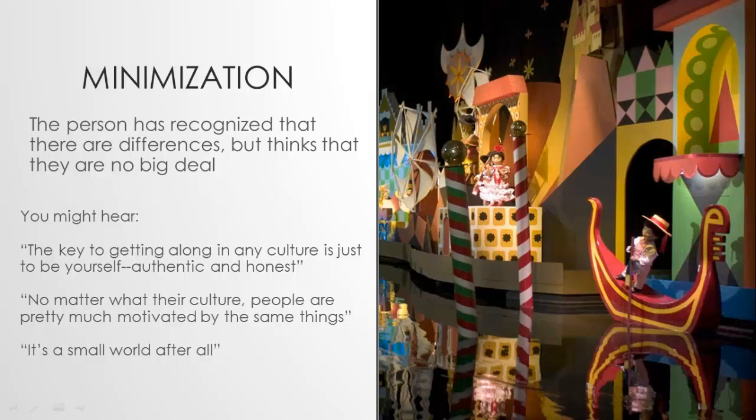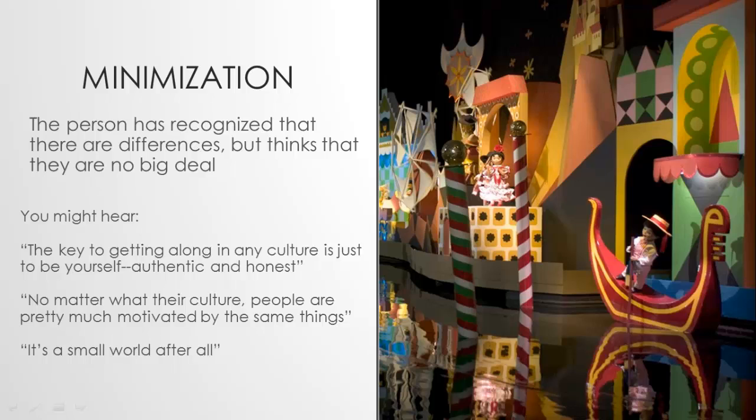The next stage and the final stage in the ethnocentric set is labeled minimization. In this stage, the person has accepted that there are differences, but basically thinks that the differences are no big deal. The Disneyland song, "It's a Small World After All," comes to mind. People at this stage believe that if they get to know people from different cultures and just treat them like people, then everything will be fine.